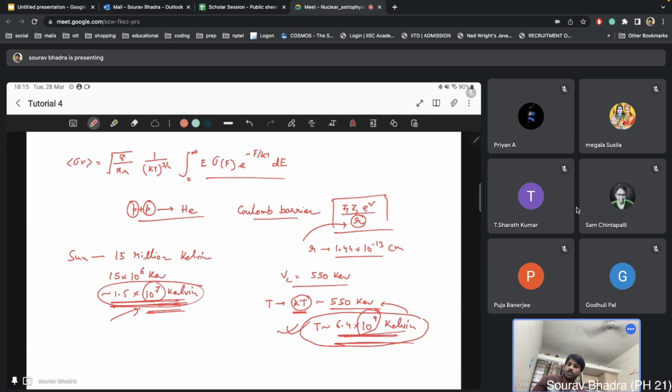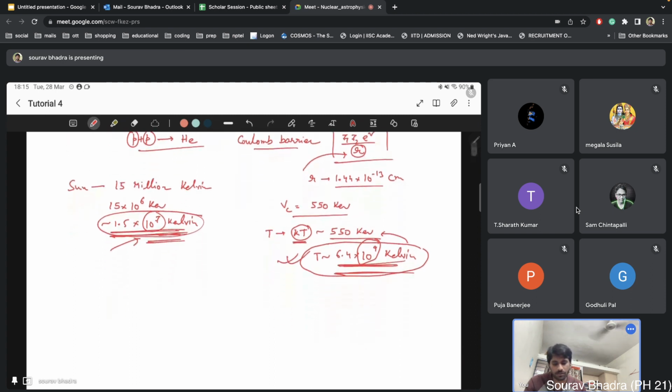Now here comes the quantum tunneling effect. I don't know whether you know it or not, because it will be taught in the second or third year of your BSc. So I will explain the quantum tunneling effect briefly.